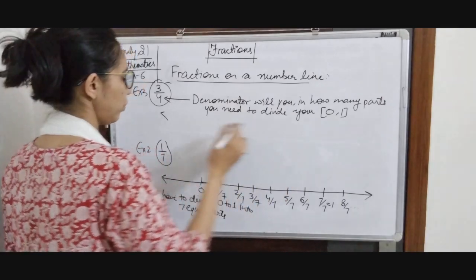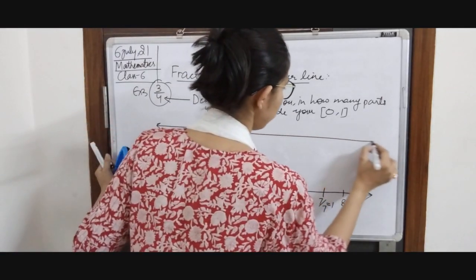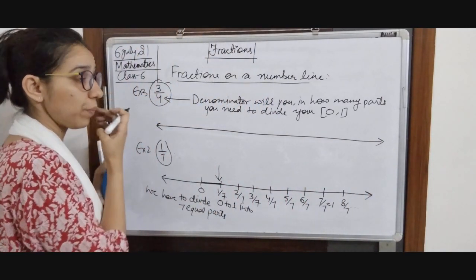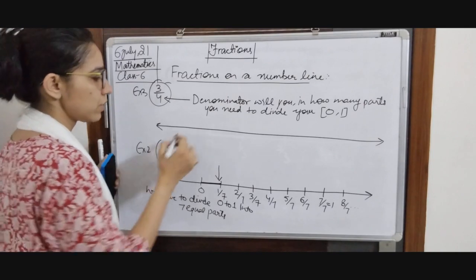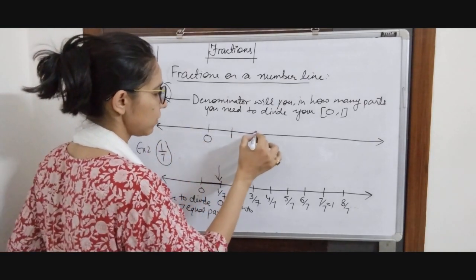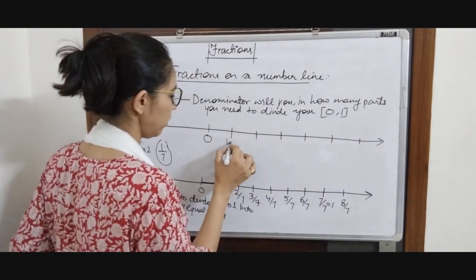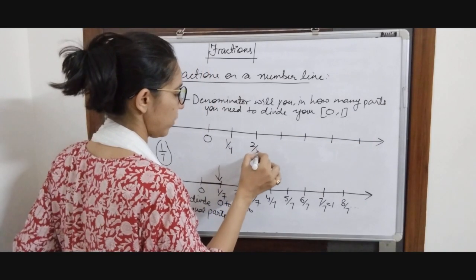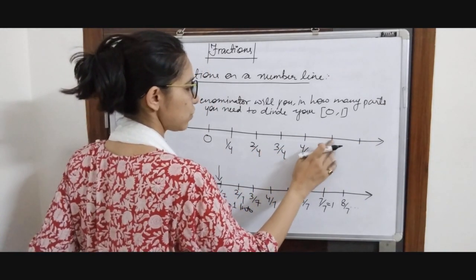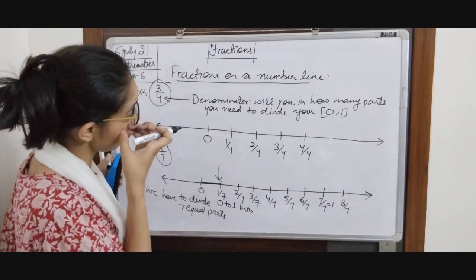This means your 0 to 1 space. So I will draw a number line using pencil and ruler. In your copy you will be using that. Now I am going to divide into 4 equal parts. So 1, 2, 3, 4. Okay. So this is going to be 1 by 4. This is going to be 2 by 4. This is going to be 3 by 4, 4 by 4, and so on. Okay. I don't need to go further.